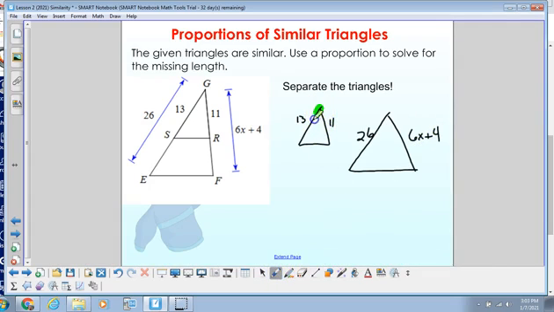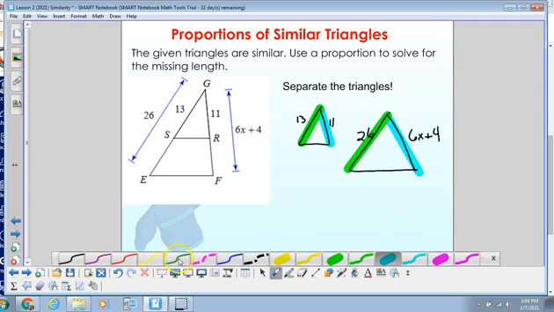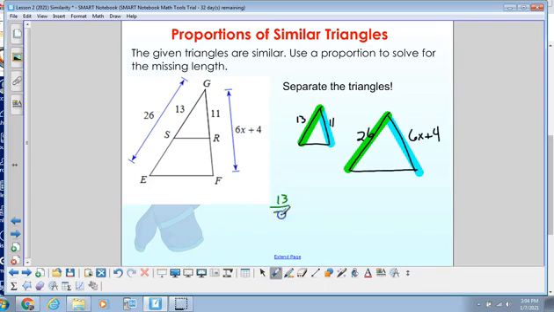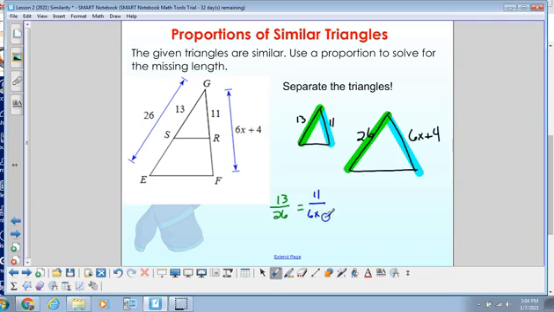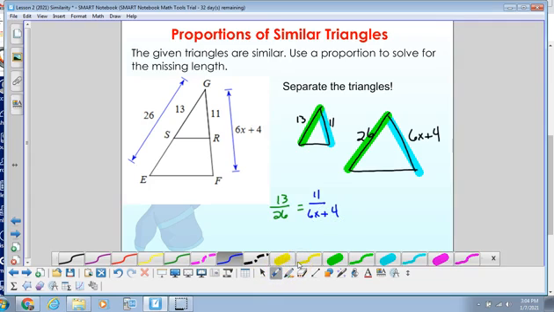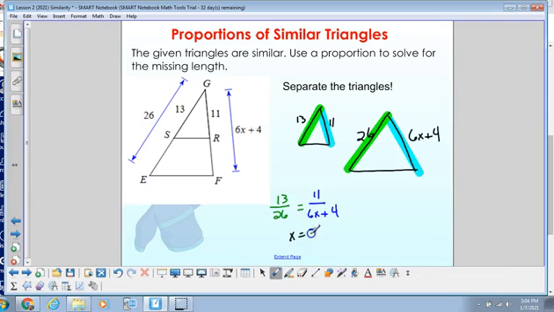Match up the corresponding parts. The 13 and the 26 go together. The 11 and the 6x plus 4 go together. So we would have 13 over 26 equals 11 over 6x plus 4. When you solve this, either by algebra or by decimals, we end up getting that x equals 3. You might recognize that you could simplify this fraction here. If you did that, it would reduce to 1/2. So our scale factor here is 1/2.